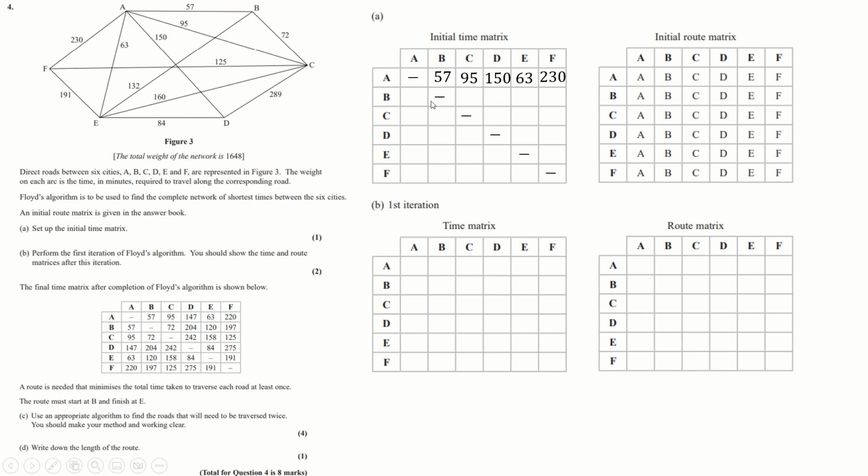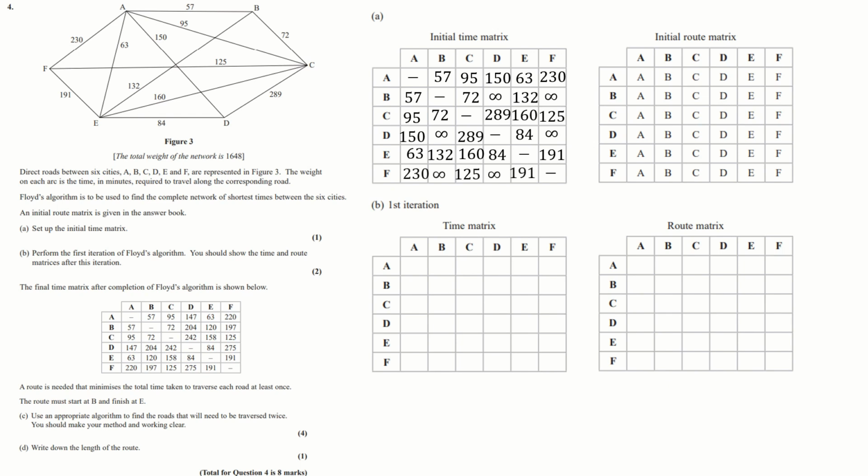B, there's some interesting stuff with B though, because B doesn't go to every other town, city, or whatever this is. It doesn't go to D. If something doesn't go somewhere, you just put an infinity symbol to say that you can't get there in one go. And then just fill this in. Use the infinity symbol if you can't get there in one go. And A and C are the only ones that are connected to all of the others, and we get this.